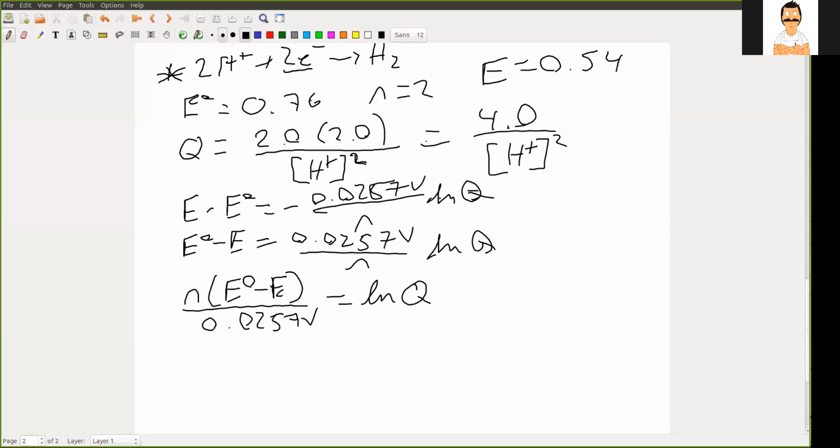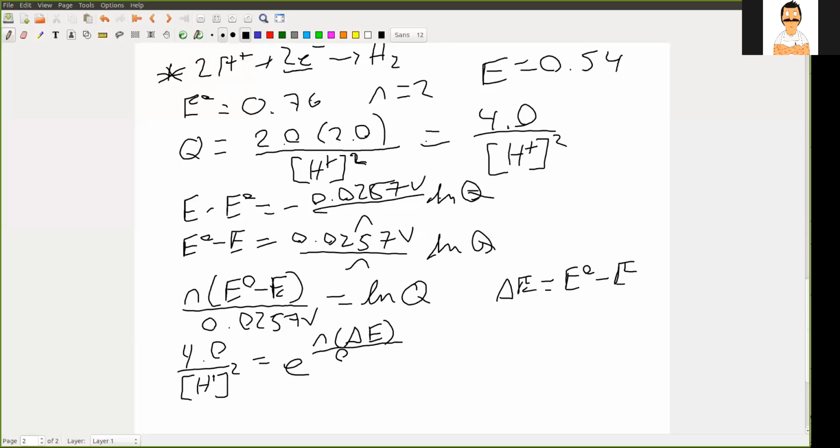And then to get rid of the natural log, everything is going to become the exponent of e to that power. Then we can rewrite Q in terms of 4.0 over H plus squared is equal to e to the N times delta E. I'm going to call it delta E, and delta E is equal to E naught minus E, that's what we're defining it as, over 0.0257 volts.